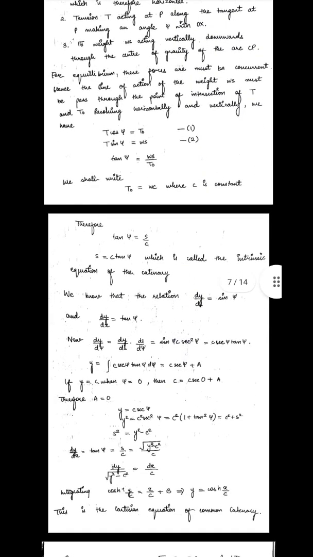We know the relations dy upon ds equals sin psi and dy upon dx equals tan psi. Now dy upon d psi is equal to dy upon ds multiplied by ds upon d psi. Here we have multiplied and divided by ds, which is equal to sin psi into c sec square psi, which is equal to c sec psi tan psi. Now integrating, we get y equals integral of c sec psi tan psi d psi, which equals c sec psi plus a, where a is a constant.